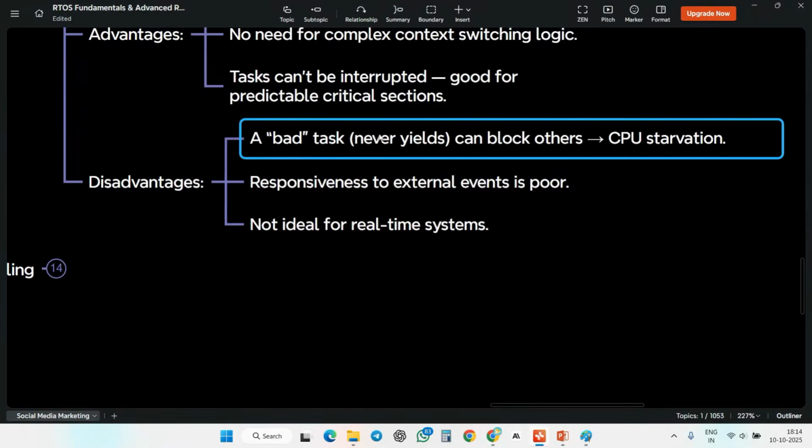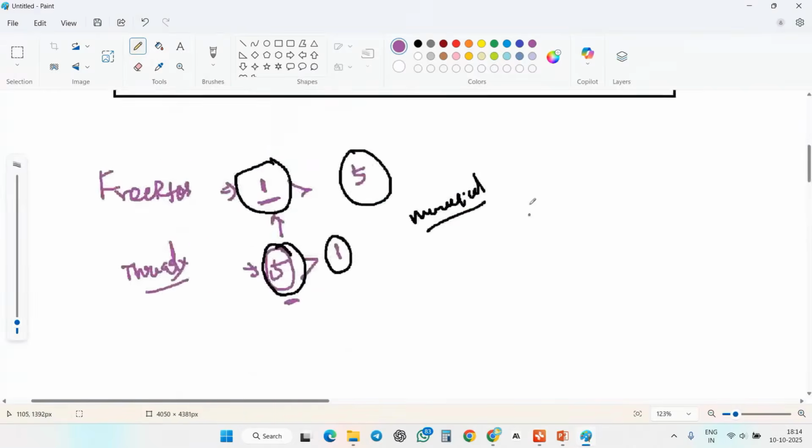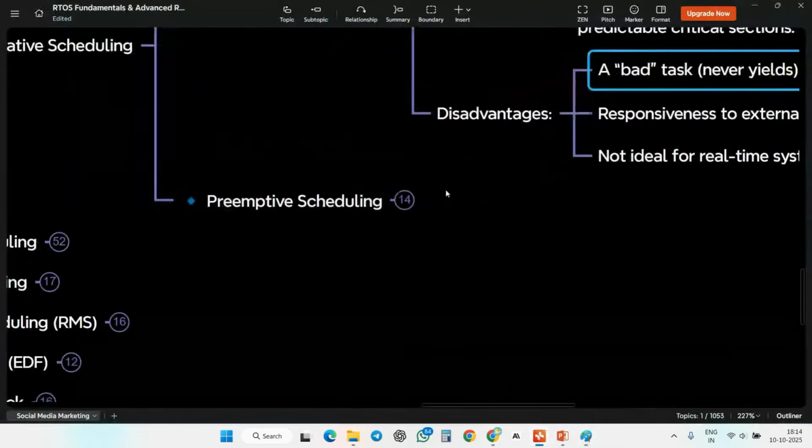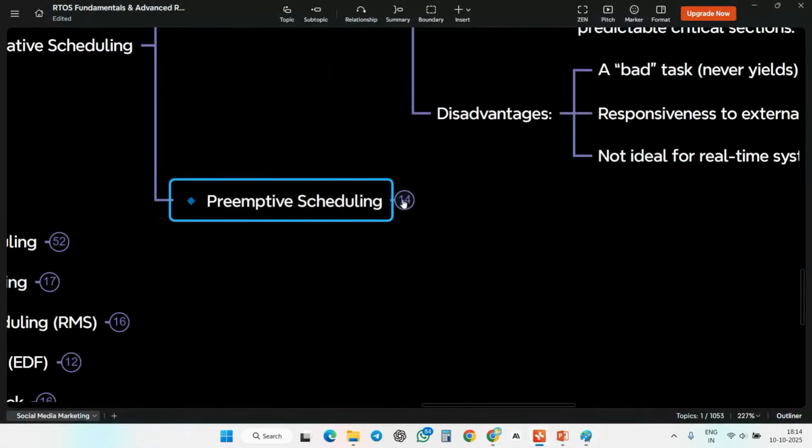Okay, and never yielding means that if task one has been completed fully, only then does it move to task two, and it will not touch any other task until then. I hope you got it clear. And next we are going to discuss preemptive scheduling.